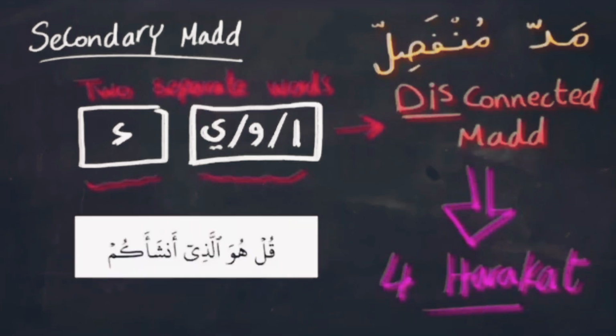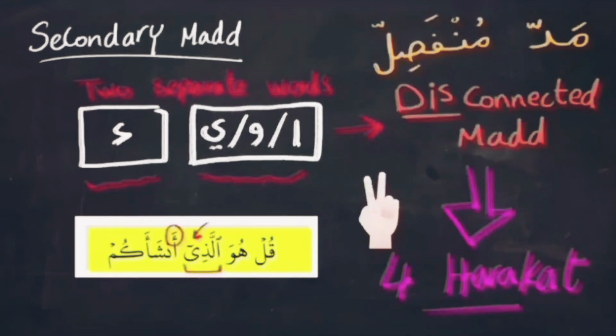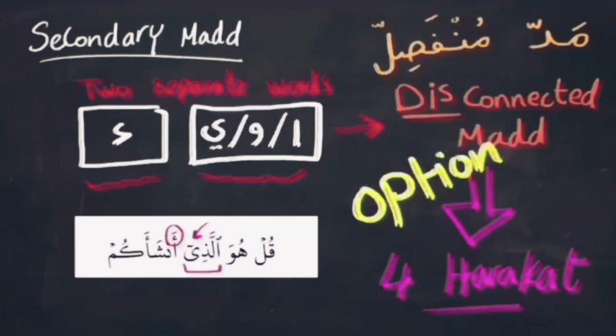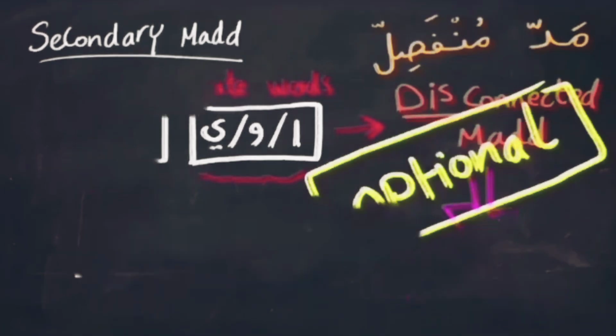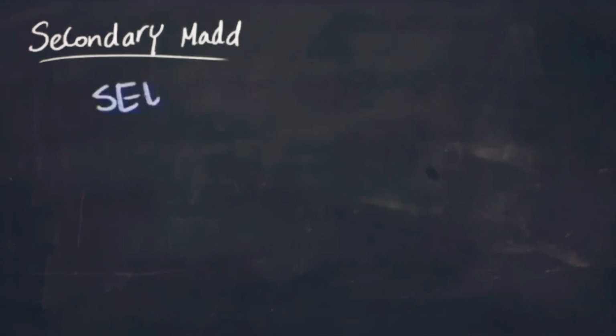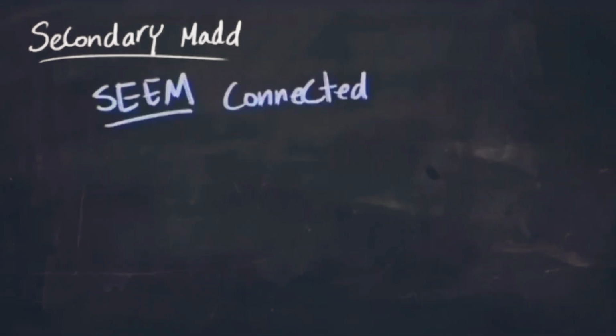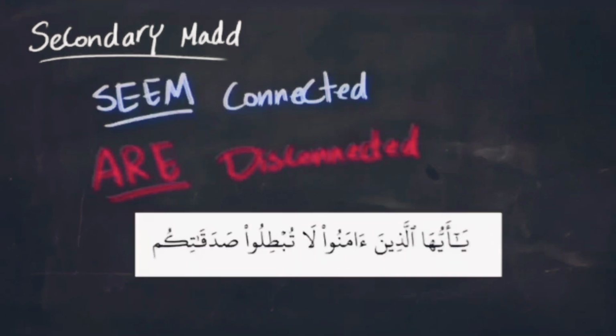Another example involving the ya. قُلْ هُوَ الَّذِي أَنشَأَكُمْ. Now this type of med is optional, so you could just ignore it if you want. Now, these words seem like they have connected med, so med within the same word, but they are not. They are actually disconnected med. And I'll explain how this actually works.